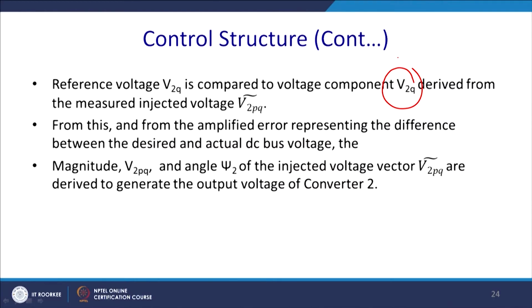So, the reference voltage V2Q ref is compared with the V2Q derived from the PI controller, and from this the amplitude of the error, representing the difference between the desired and the actual bus voltage, is computed. The magnitude of V2PQ with angle psi 2 is injected and the second converter is operated.